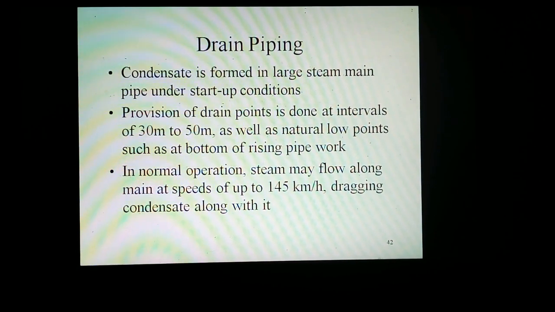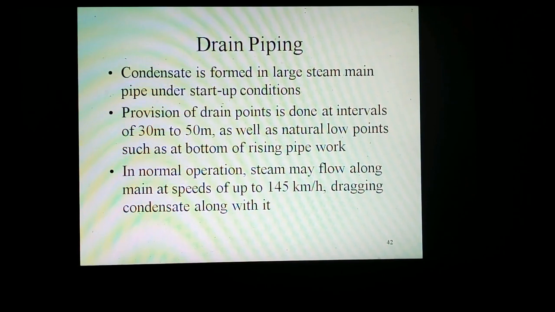The amount of condensate formed in a large steam main under startup conditions is sufficient to require the provision of drain points at intervals of 30 meters to 50 meters, as well as natural low points such as at the bottom of riser pipework. In normal operation, steam may flow along the main at speeds of up to 145 km per hour, dragging condensate along with it.